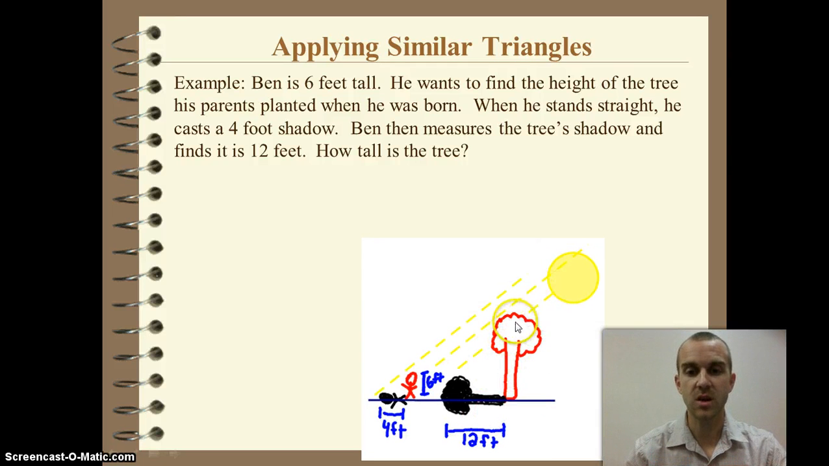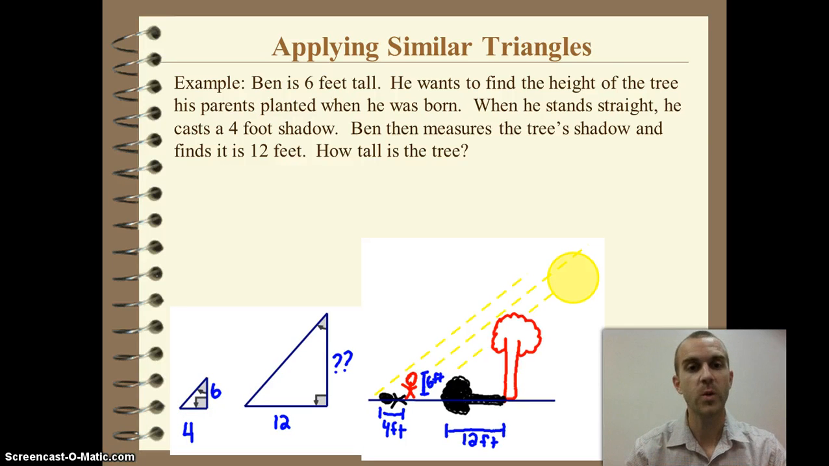But what happens here, if you think about how we're forming shadows, it's the sun shining down on Ben and on the tree at the same time, so that you get this imaginary third side of the triangles. When we think about it, that angle of the sun creating down to the shadow is going to be the same for both of these triangles, and you have the fact they're standing straight up, creating that same right angle. So we have angle similarity. We can use that to find the missing side.